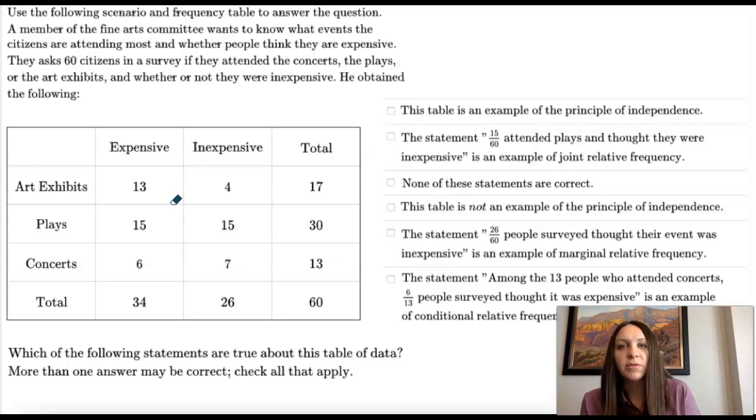Okay, so use the following scenario and frequency table to answer the question. A member of the Fine Arts Committee wants to know what events the citizens are attending most and whether people think they are expensive. They asked 60 citizens in the survey if they attended the concerts, the plays, or art exhibits, and whether or not they were inexpensive, and obtained the following. All right, so this table is an example of the principle of independence, and we're checking all that apply.